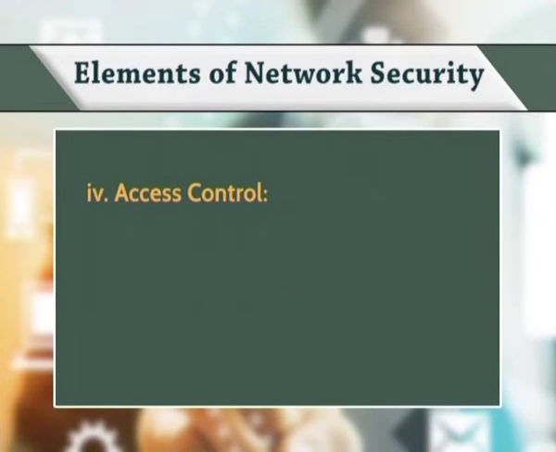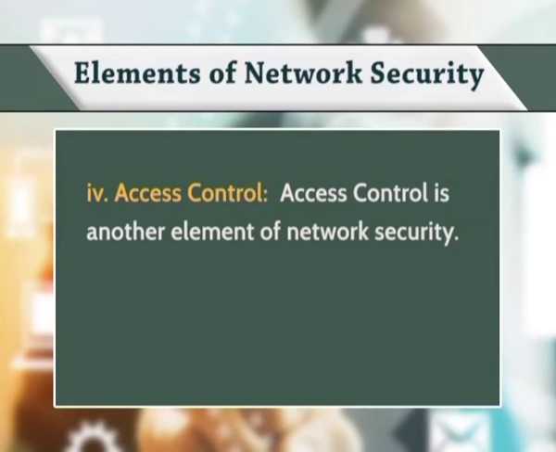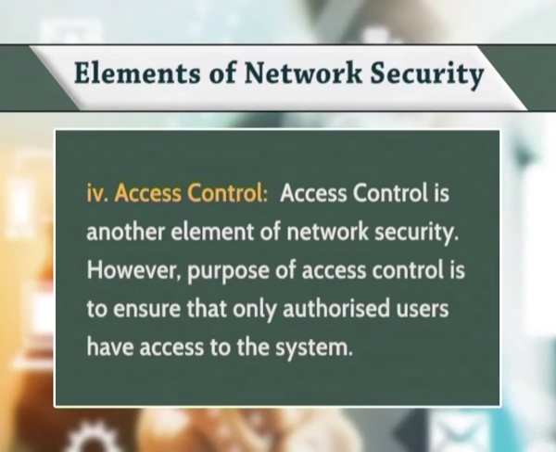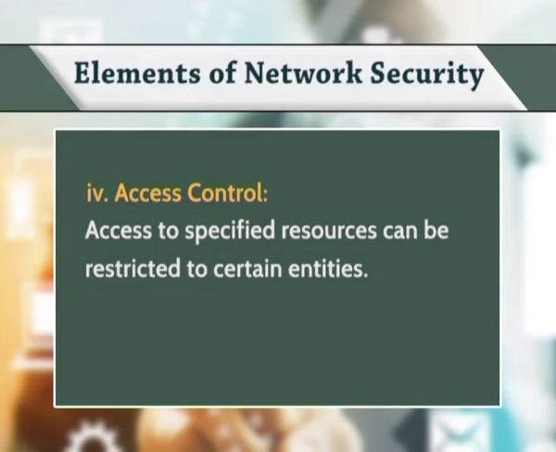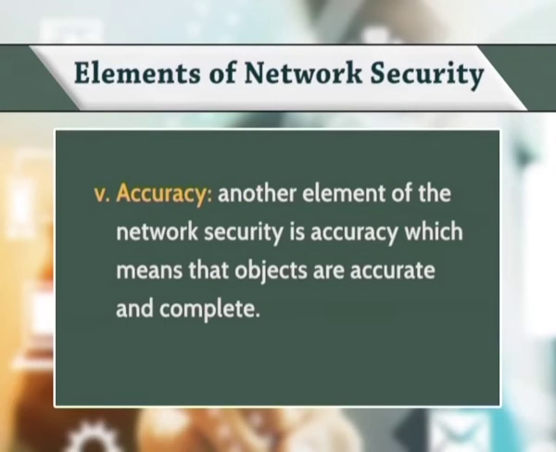Then access control. Access control is another element of network security. The purpose of access control is to ensure that only authorized users have access to the system. Further, access to and modification of particular portions of data is limited to authorized individuals and programs. Access to specified resources can be restricted to certain entities. Then accuracy. Another element of network security is accuracy, which means that objects are accurate and complete.